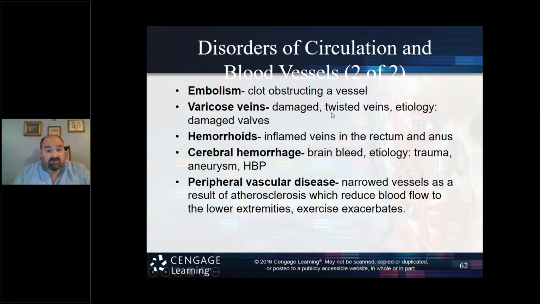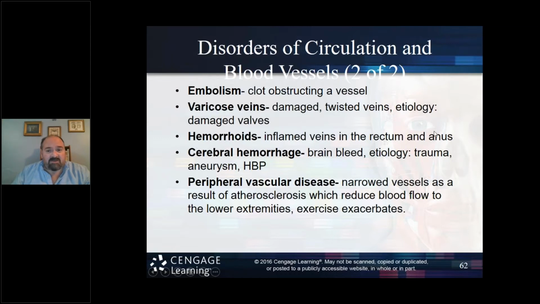Varicosities, I mentioned earlier, are damaged, twisted veins. The valves are an issue, so we're not allowing for one-way flow of blood. It's actually then backflow of blood, and then it can lead to these veins becoming more of a storage of excess blood, and it's not a good thing, and it can be very painful actually, varicosities.